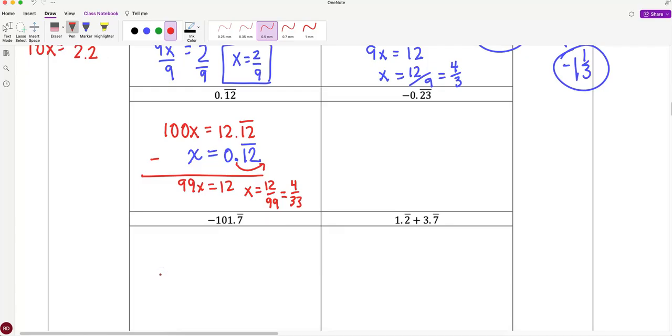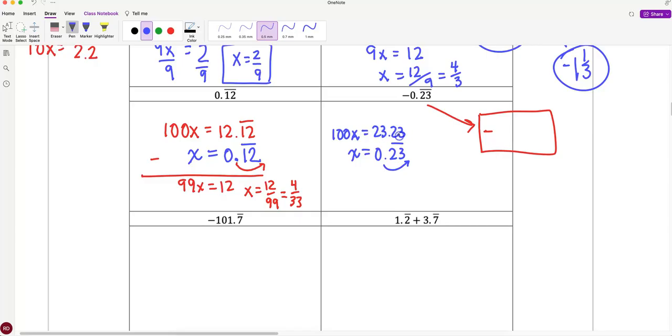Okay. Negative 0.23 repeat. The answer is going to be negative. Let's just work on the 0.23 part. So x equals 0.23 repeat. I need the decimal to move here. So 100x equals 23.23 repeat. Set up a subtraction. 99x equals 23. So x is 23 over 99. So the final answer is negative 23 over 99.